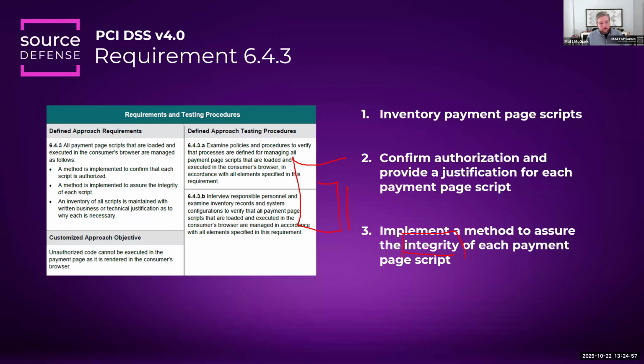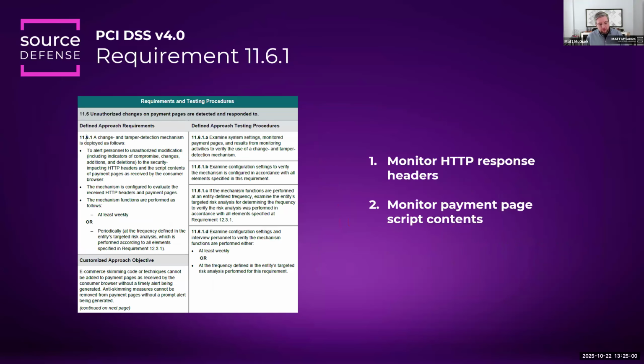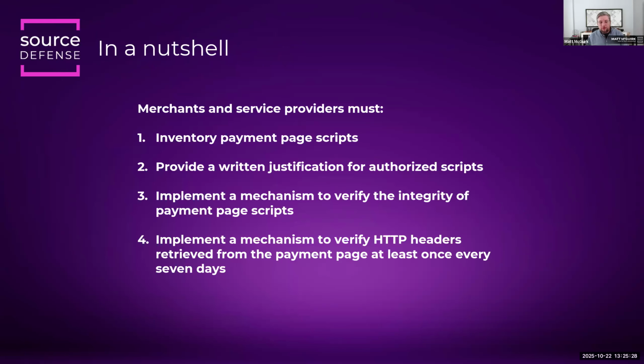So moving right along, requirement 11.6.1. You also have to monitor what are called the HTTP response headers. So for anyone who's not technical, the hypertext transfer protocol is the thing that browsers and servers use to talk to each other. The headers are metadata that comes along with the page contents. So we as visitors don't see these, but they can contain security settings. And so the standard mandates that we deal with them in this context. So to sum up, inventory, justify, assure the integrity, and HTTP headers are what I would put into this as the things that one must do to be compliant.